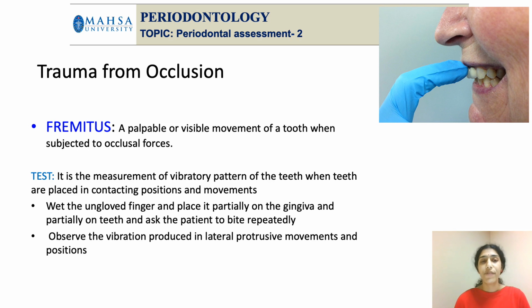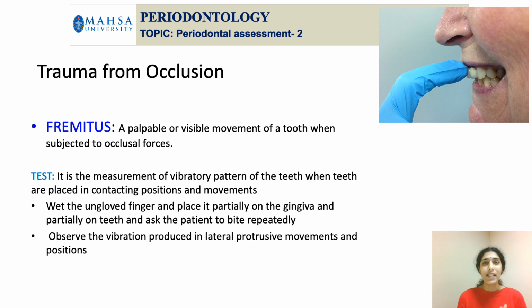So the first aspect, when we talk about the hard tissue aspects relevant to periodontal disease, is occlusal examination. The most important one is to assess the presence of trauma from occlusion. As you all know, this aspect is already covered when the lecture on trauma from occlusion was taught to you. So which test are we going to use? It is the fremitus test. So what is a fremitus test?